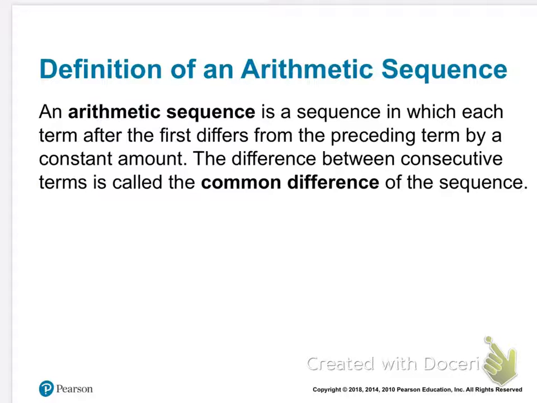To begin, our definition of an arithmetic sequence. An arithmetic sequence is a sequence in which each term after the first term differs from the preceding term by a constant amount. So differs by a constant amount. The difference between the consecutive terms is called the common difference. Okay, so let's get going.